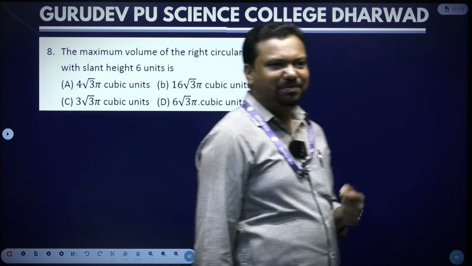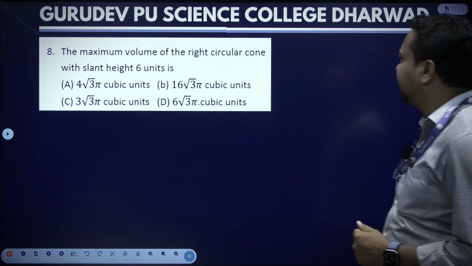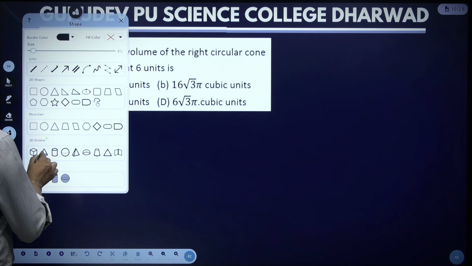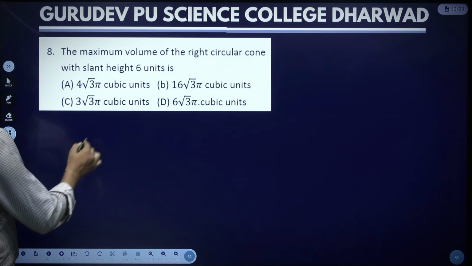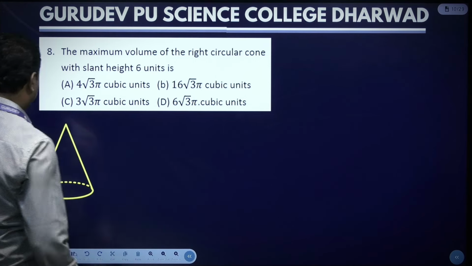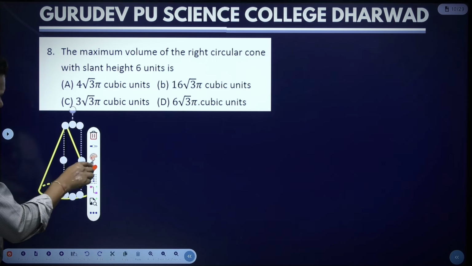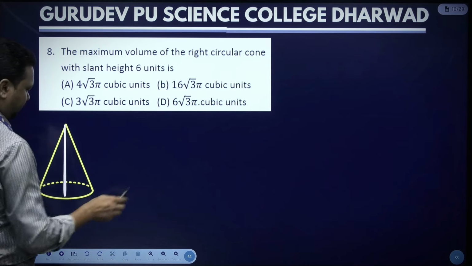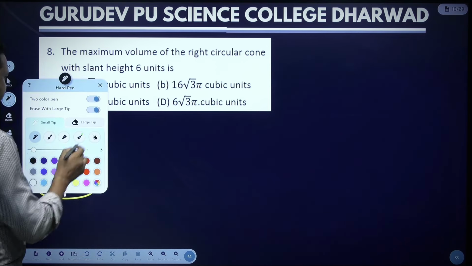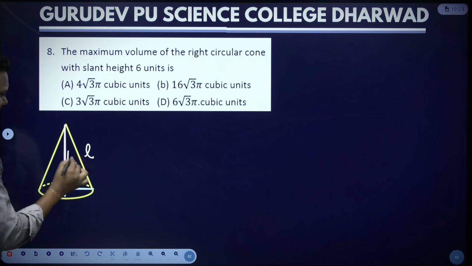A slightly lengthy problem, we have to solve it in some detail here. The maximum value of the volume of a right circular cone with slant height 6 units. Right circular cone, that you all know. So for this right circular cone, let me take some standard measurements. Now you have to take care. For any right circular cone, this is the slant height, this is the vertical height, and this is the radius.